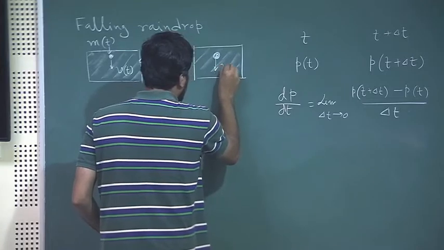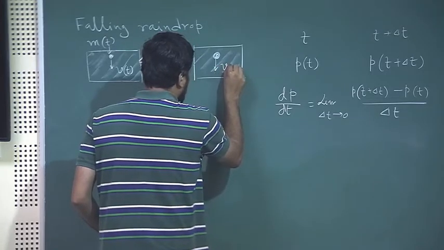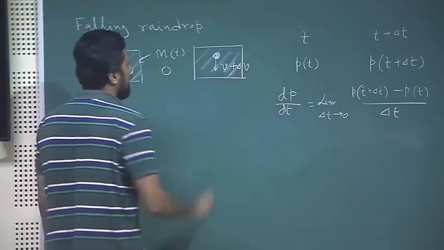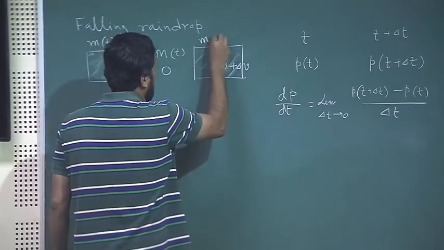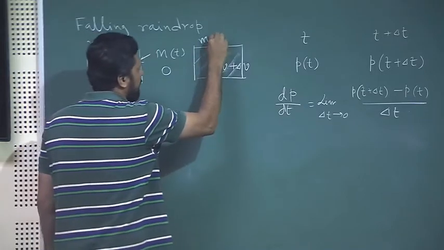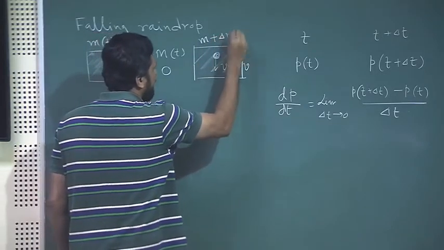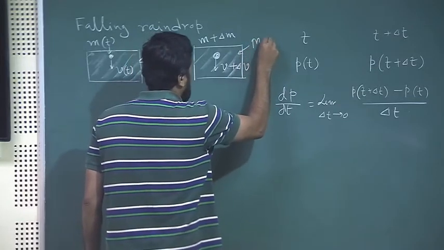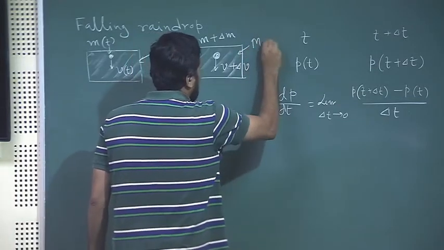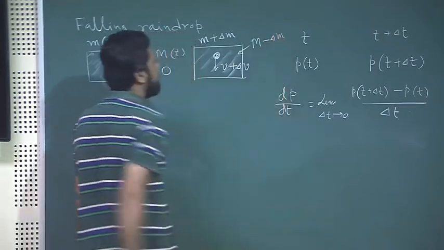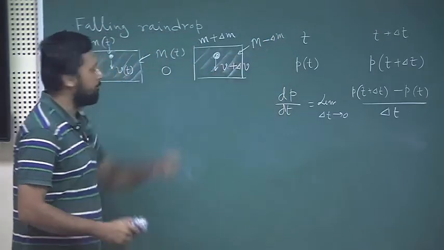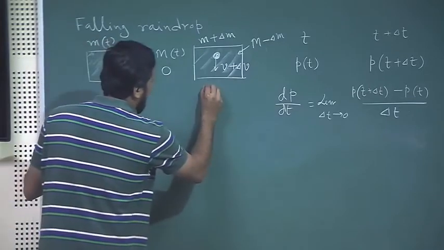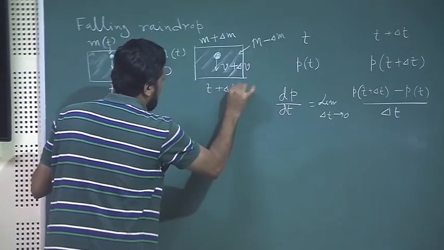So, you have a velocity which has gone up from v to v plus delta v, a mass of the raindrop which has gone up from m to m plus delta m, and the cloud mass has gone down to M minus delta m. So, this is a capital M, this is a small m. Now, this is at a time t, this is at a time t plus delta t.